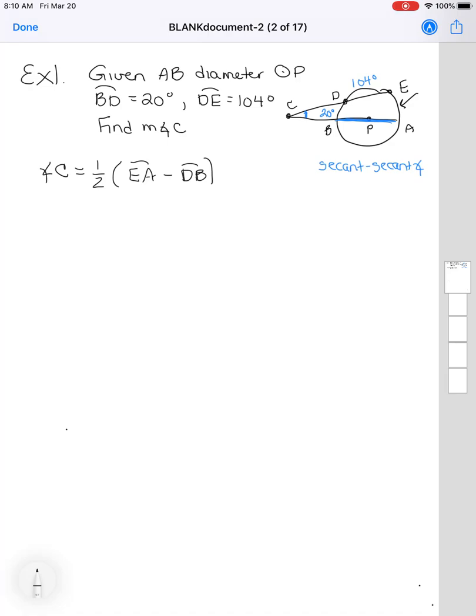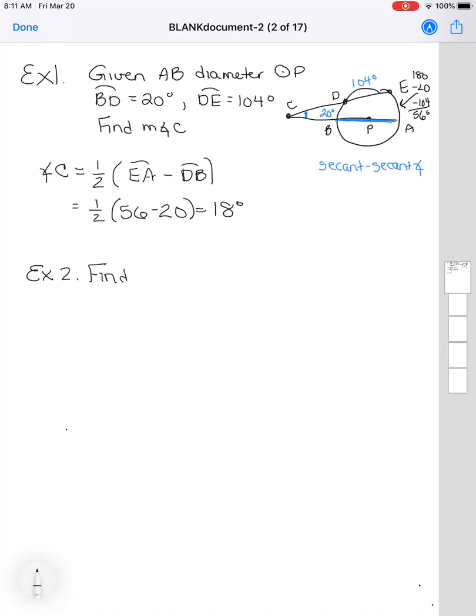But given that BA is a diameter, I can take the 2 arcs that we currently have and take that away from 180. So basically it's 180 minus 20 minus your 104, which is going to get you your 56 for your missing arc. Then you have everything that you need to sub it in. So angle C is 1/2 times EA, which is 56, minus DB, which is 20. Subtract those 2, take half of it, and the angle should be equal to 18 degrees. Again, if you're getting a negative angle, most likely you're doing it in the wrong order, so just double check.